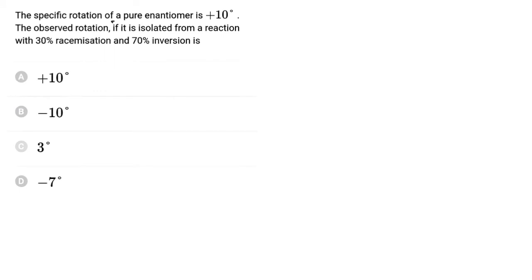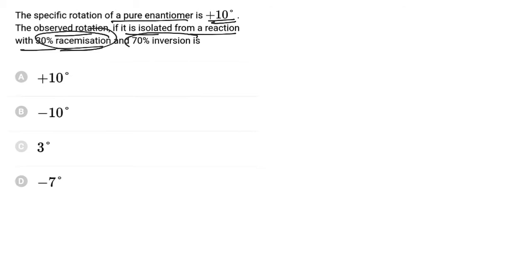The specific rotation of pure enantiomer is plus 10 clockwise. The observed rotation, if it is isolated from a reaction with racemization of 30%, if 30% racemization takes place, then due to racemic mixture, optical rotation will be 0.